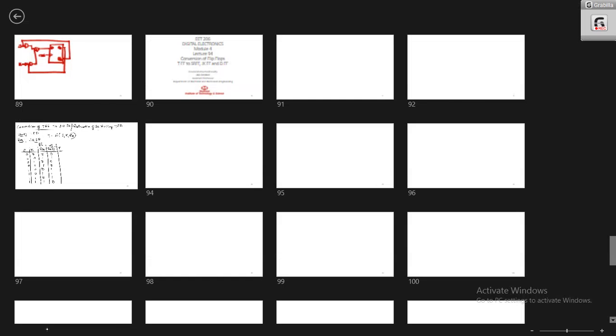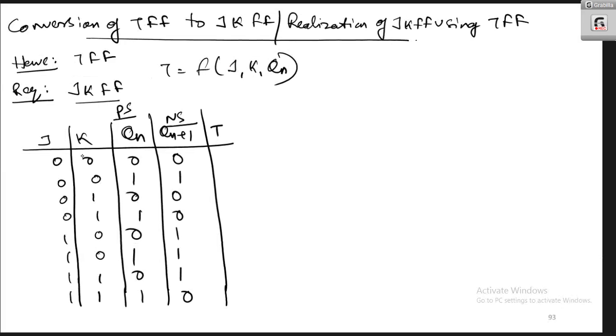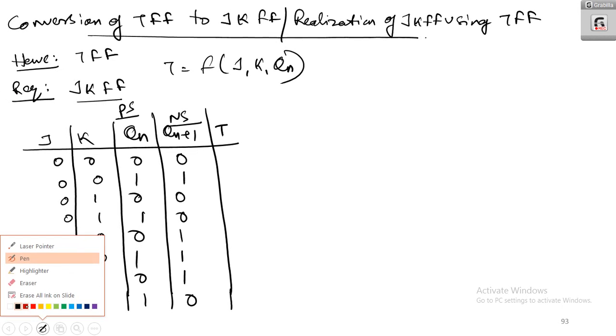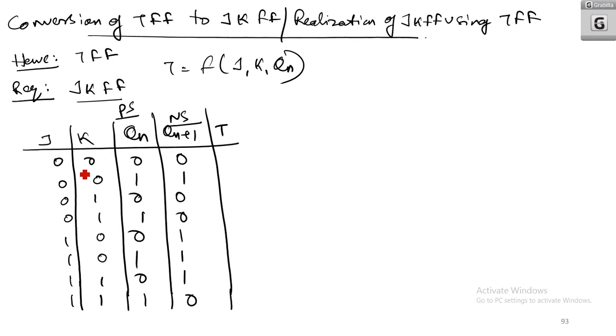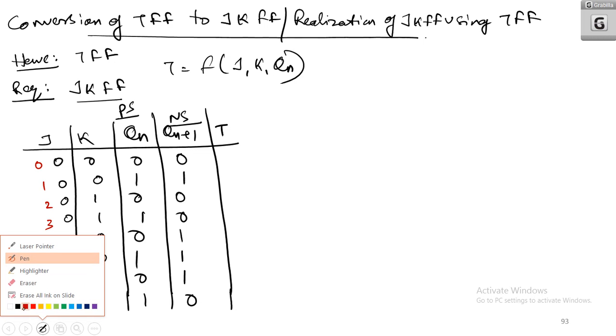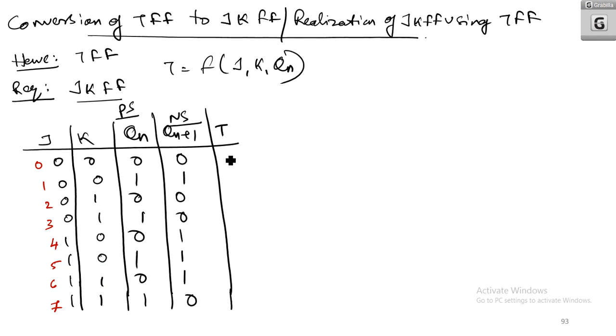So if you are writing the decimal equivalence, it will be up to Qn. So it is 0, 1, 2, 3, 4, 5, 6 and 7. Now coming into T, 0, 0, it is 0, 1, 1, it is 0, 0, 0, 0, 1, 0, 1, 0, 1, 1, 1, 1, 0, 0, 1, 1, 1, 0, that is 1.